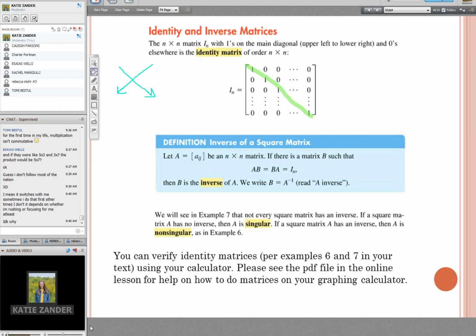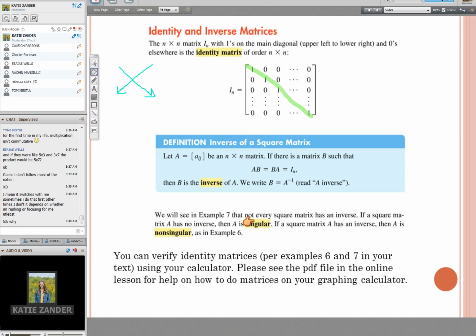You will notice that not every square matrix has an inverse. And that's another thing that we should look at. I'm trying to see here if we're just looking at square matrices for these or not. But if a square matrix does not have an inverse, then we call it singular. If it does, then it's non-singular.